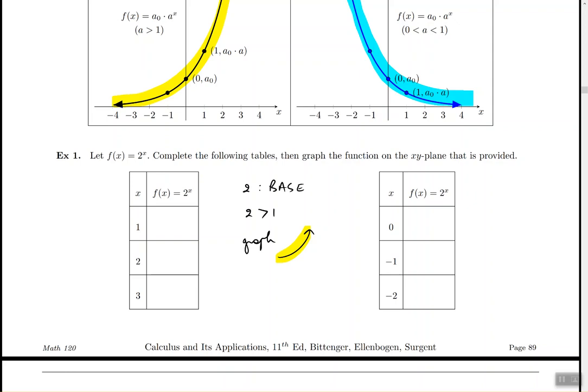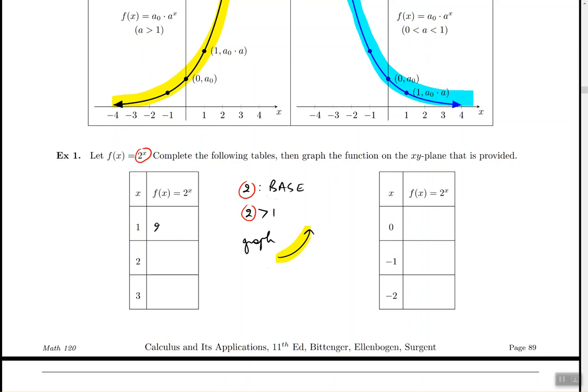Okay, so in example one, we're going to be graphing the function f of x equals 2 to the power of x. And as we said, the base is 2. Because the base is 2, and that 2 is more than 1, I can expect the graph to start very, very small and to grow very, very quickly. To graph this function in this particular problem, I'm just going to be making a table.